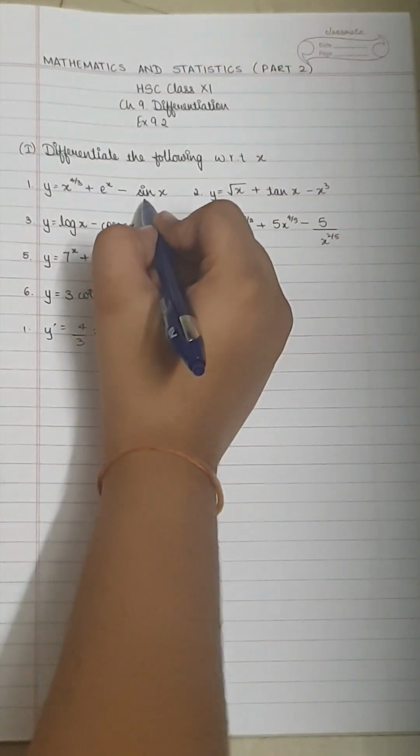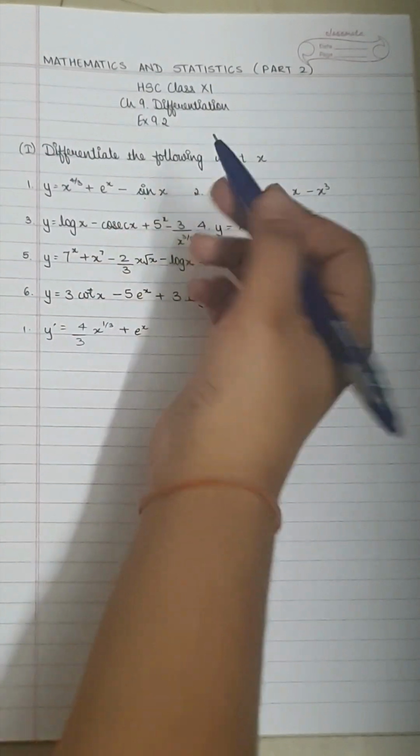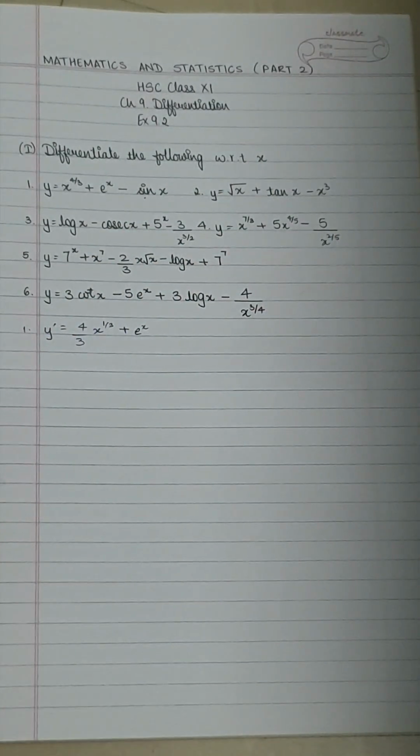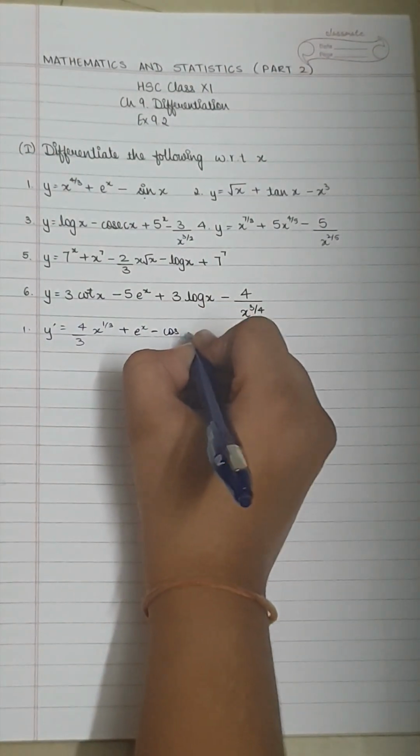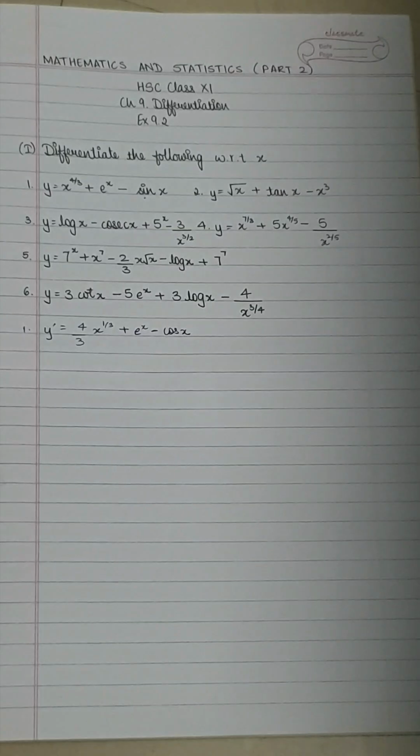Now, differential of sine x. Differential of sine x is cos x. There is no negative or positive before it, like positive if nothing is mentioned, so it's just cos x, not minus cos x. And since you have a minus sign before sine x, it's going to be minus cos x, and that's your answer, right?